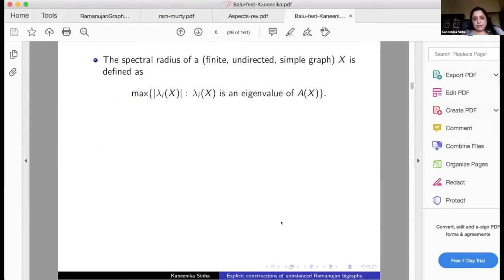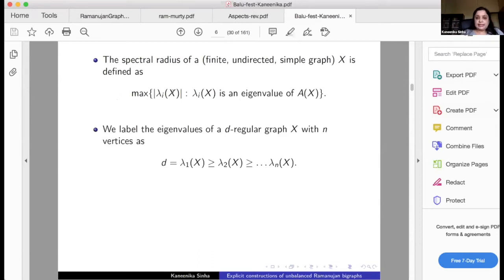So, in particular, we have the notion of a spectral radius, which is the maximum of the absolute values of all the eigenvalues of the graph. And in this case, we know that the spectral radius is bounded above by d. In fact, since d is an eigenvalue, the spectral radius is exactly equal to d if you have a d-regular graph. So now we label the eigenvalues of a d-regular graph as follows.